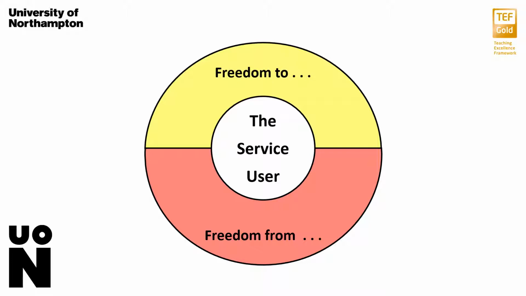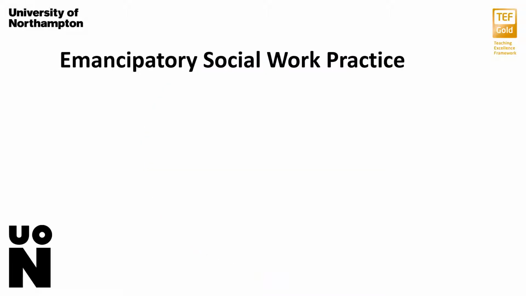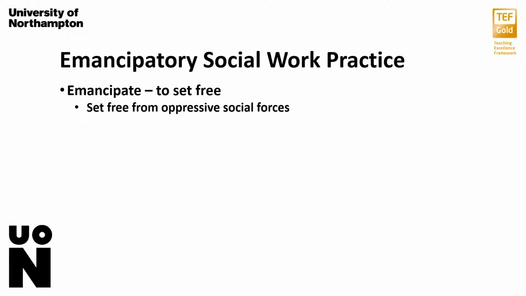So let me quickly recap. Emancipatory social work comes from the idea of emancipate, which means to set free, and it's about setting people free from those negative oppressive social forces and to do and to be who they want to do and be. This really leads us to the question, how do we do that?